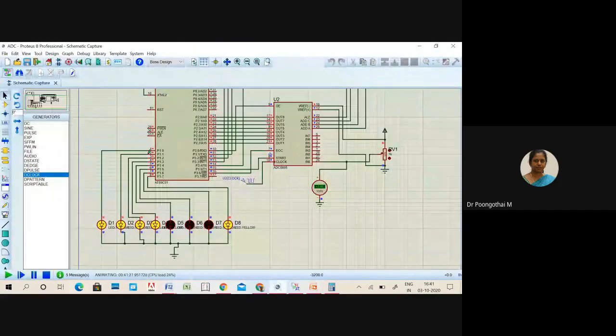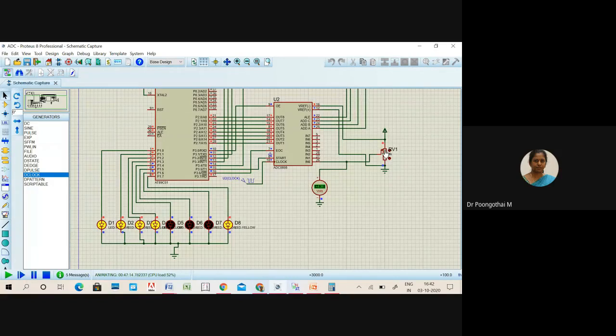So here, the value is 8F. So write it in the reverse order. 1 0 0 0 1 1 1 1. 8F. Okay. So next, try with the next value.